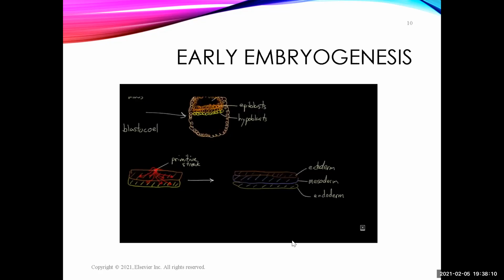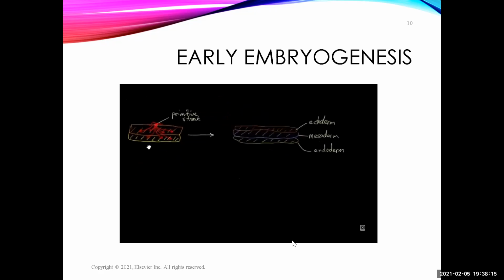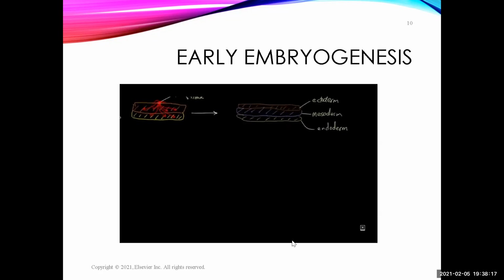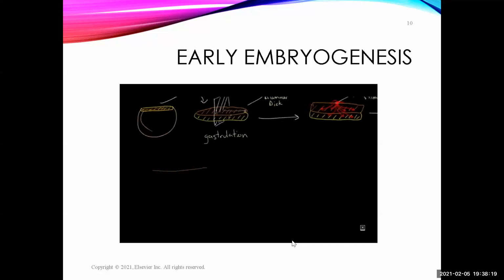Once our three layers are formed, we can move on to the next step in embryogenesis, and the next step is called neurulation. So we'll draw our three germ layers in. We have a layer of ectoderm on the top. In the middle, we have a layer of mesoderm. And then on the bottom, we have our endoderm. So this final stage in early embryogenesis is called neurulation.